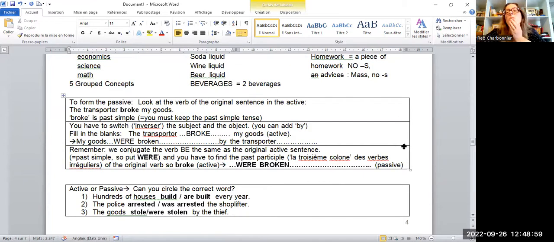Okay, so what I did in this polycopy was I put an overview of all the 4 points that I wanted to focus on, and then I put the different exercises later. So here it is. So first of all, you have to know how to form the passive.